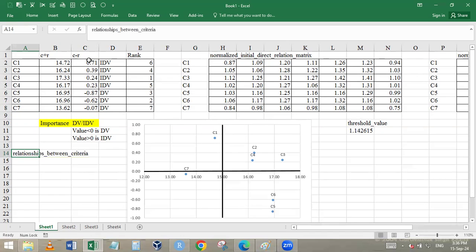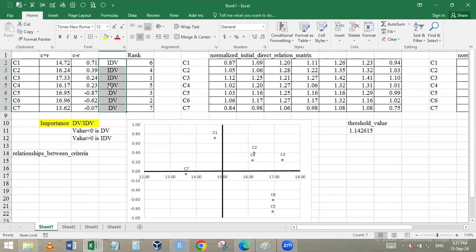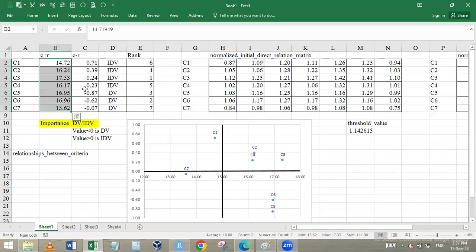How to read the DV, IDV? A value of C minus R. See, in the entire table, only a couple of values are there with minus, so don't worry about that. This column, with the minus value, they are the DV. With plus value, they are the IDV. So this first point is sorted out. Second point is who's important. So this C plus R gives importance, gives the ranking of the same.